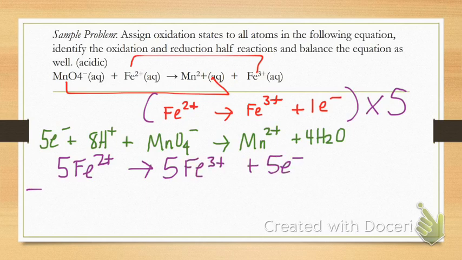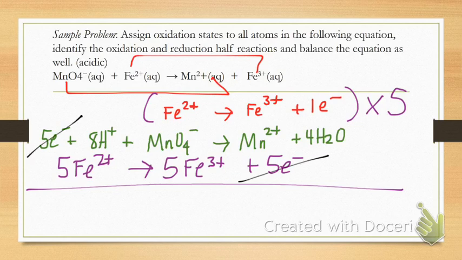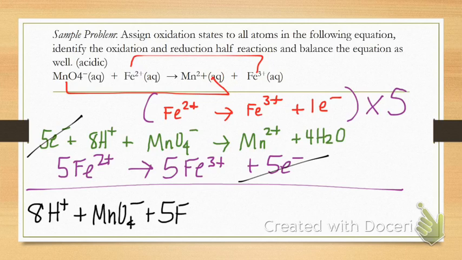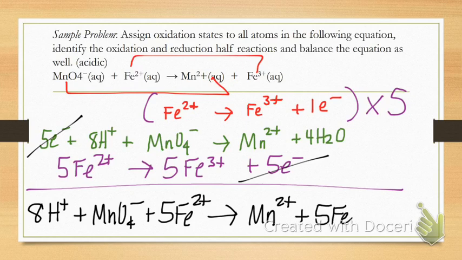And now I'm going to add them back together, crossing out what appears the same on both sides. On this one, it's only the electrons. So crossing out, crossing out. And then I rewrite the whole thing. So 8 H+, MnO4-, plus 5 Fe2+, yields Mn2+, plus 5 Fe3+, plus, not 5, 4, sorry, plus 4 water. And that would be my final balanced redox reaction for that particular reaction.